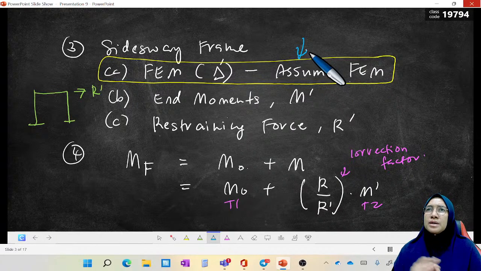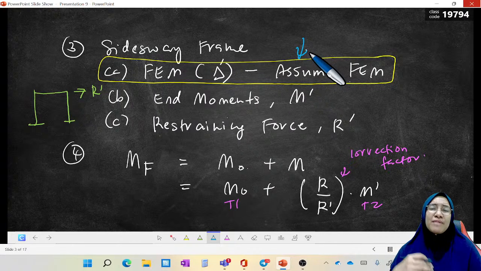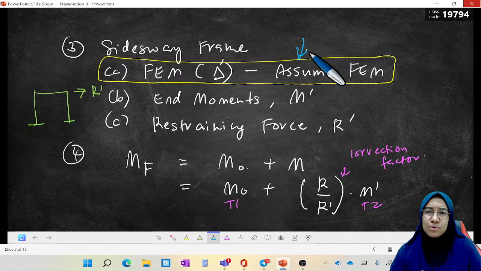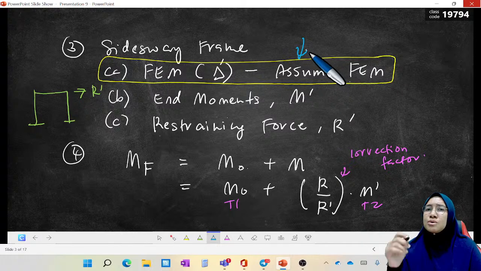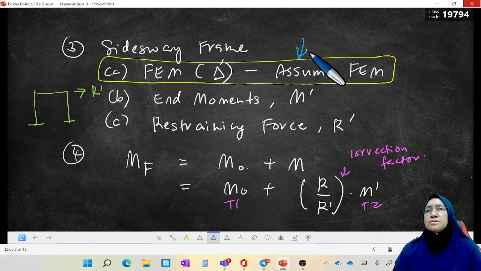Because this is online learning, you have the assessment online also. It is up to you whether you want to calculate the end moment using a table. It doesn't matter, because what is important is that you understand, not how you analyze. It is not necessary for you to calculate the end moment using a calculator one by one as you normally do in the final exam. That's not the objective.